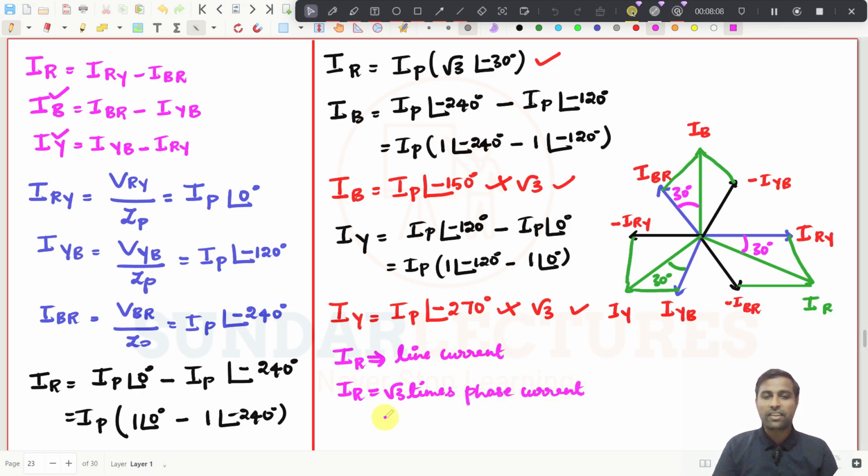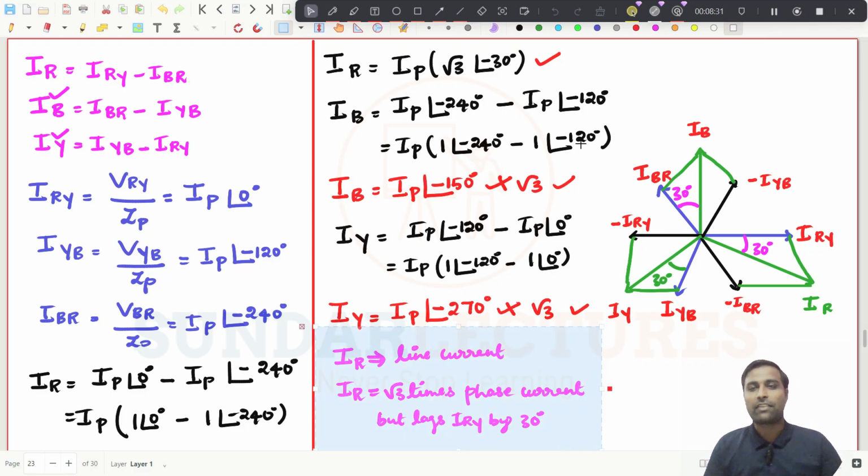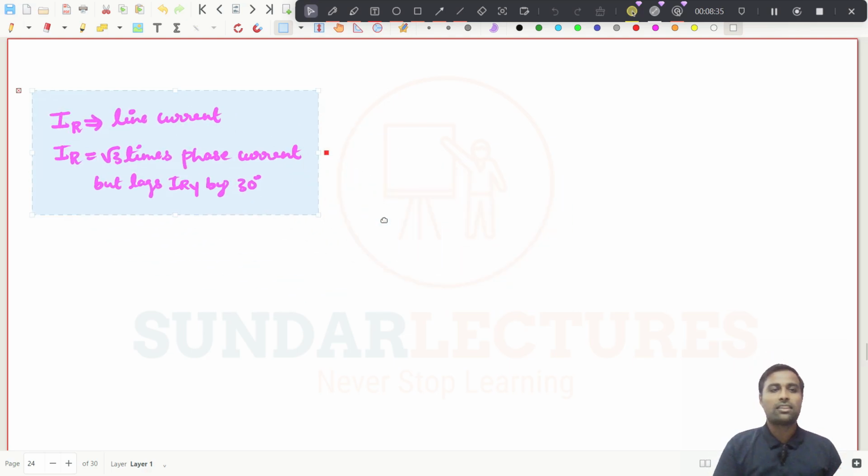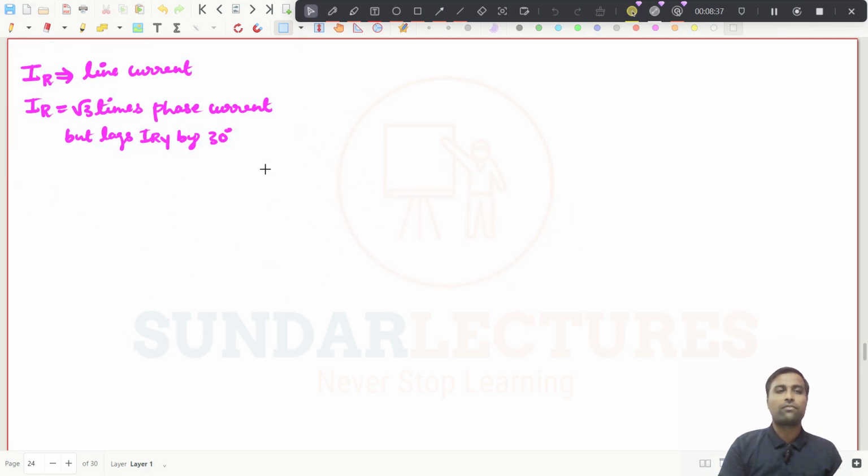root 3 times the phase current, but lags IRY by 30 degree. Try to understand. This has to be understood very clearly, right? I will take it to the next page. Again, I will tell you what happens. Maybe I will copy this too, because I have to write for all the things. Maybe I will go here. I have to paste it. See, this is the same thing. It will come for all other things.